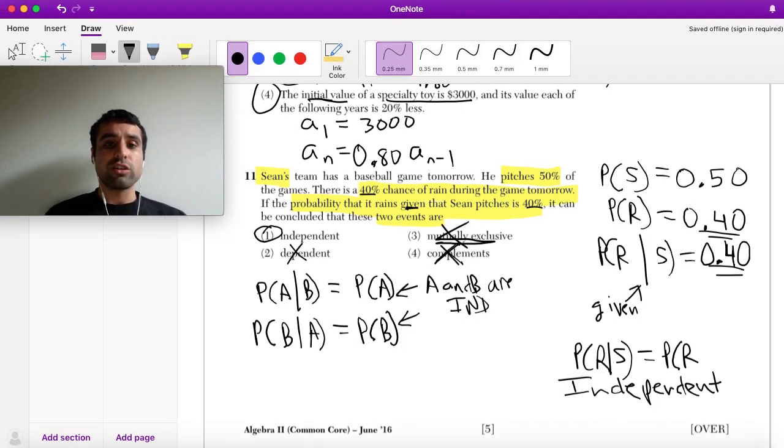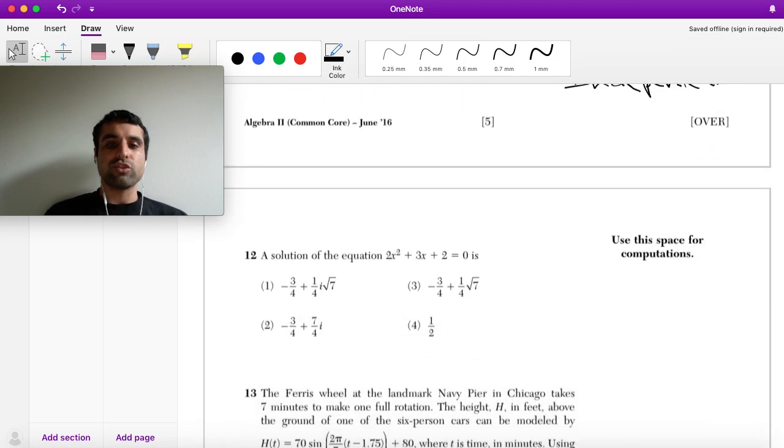So this is where you want to look up conditional probability. Answer is choice 1. You want to look up conditional probability. You want to look up independent and dependent events. And as a second hand thing, you want to look up mutually exclusive and complements. Okay, let's move forward to question 12.